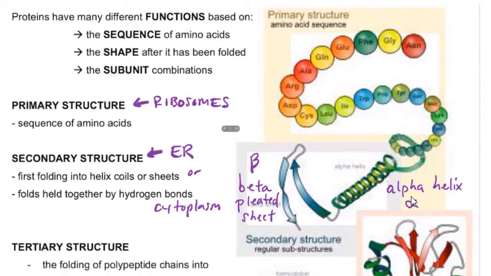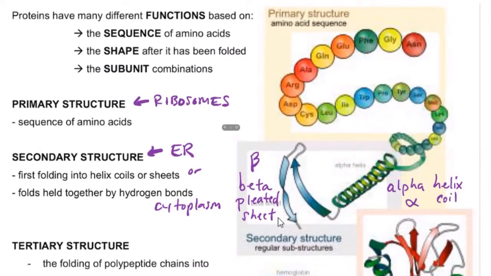Or, depending on what's dangling on there, you might also get these pleated sheets. So beta pleated sheet. And they kind of just go back and forth. And again, that's because of the R group that's dangling off. So primary structure, put together by the ribosomes, just get the amino acids joined so we get our peptides. Then the peptides begin to either coil up or they begin to fold. So they're going to fold up based on what's dangling down or pleat up, depending on.